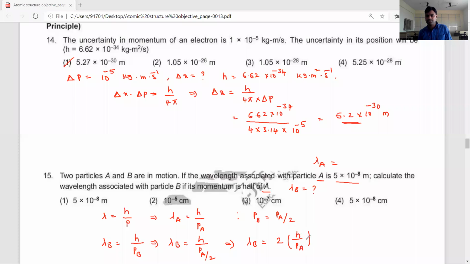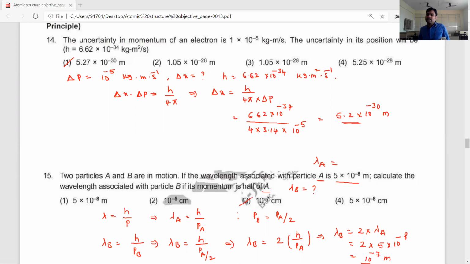What is h by PA? That value is given in the question, it is nothing but lambda A. So the relation is lambda B is equal to 2 into lambda A. Lambda A is 5 into 10 to the power of minus 8, so 2 into that is 10 into 10 to the power of minus 8, which means 10 to the power of minus 7 meters. So the answer is the third option.